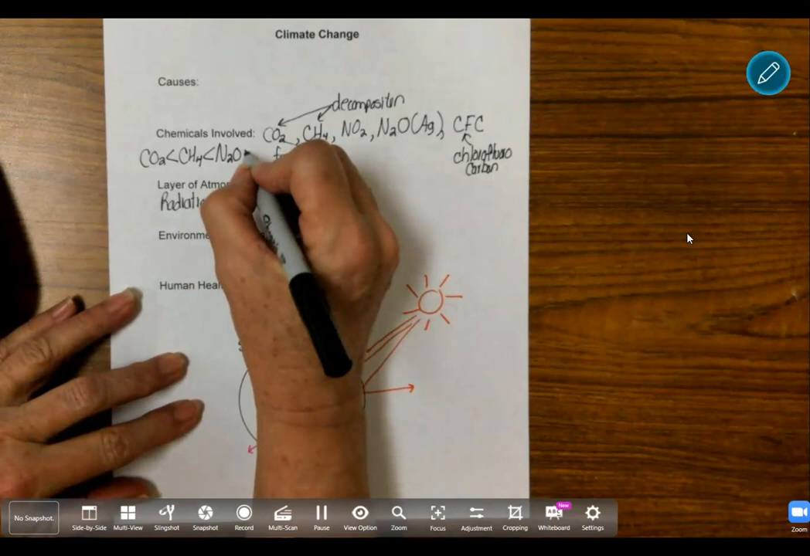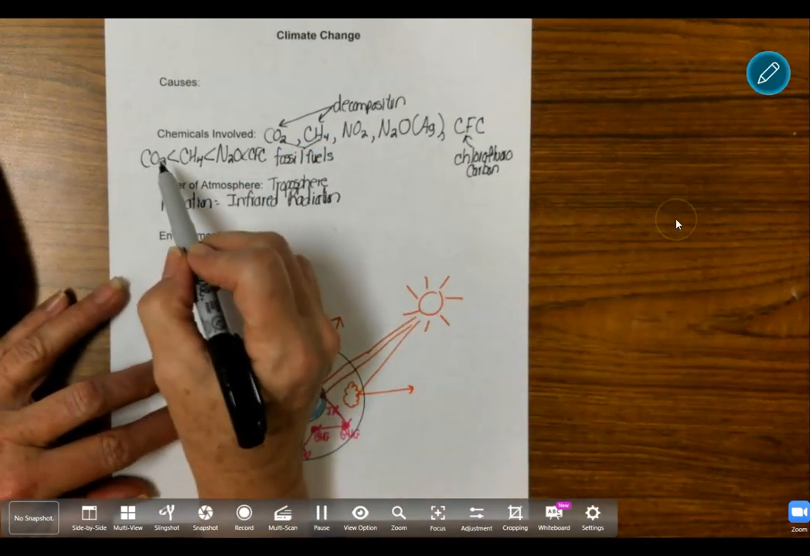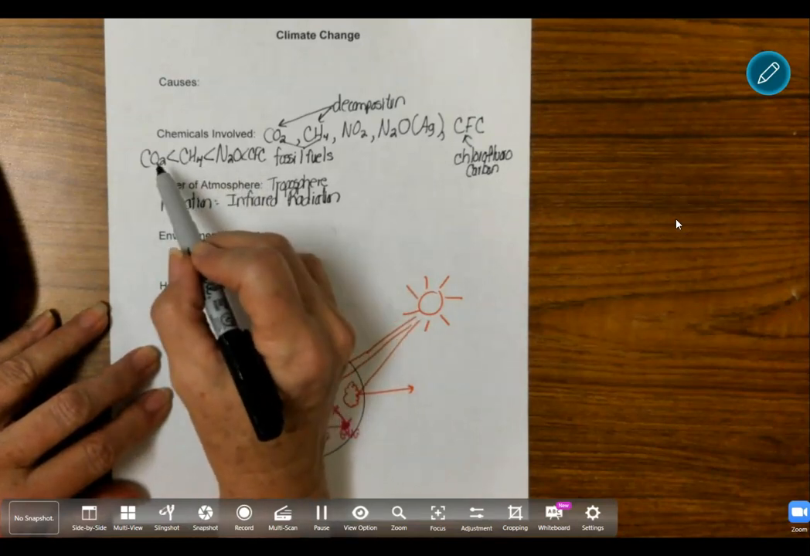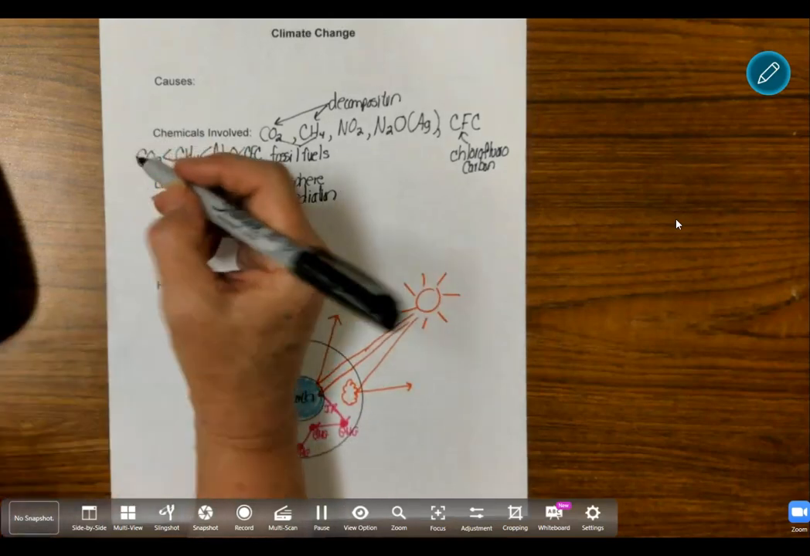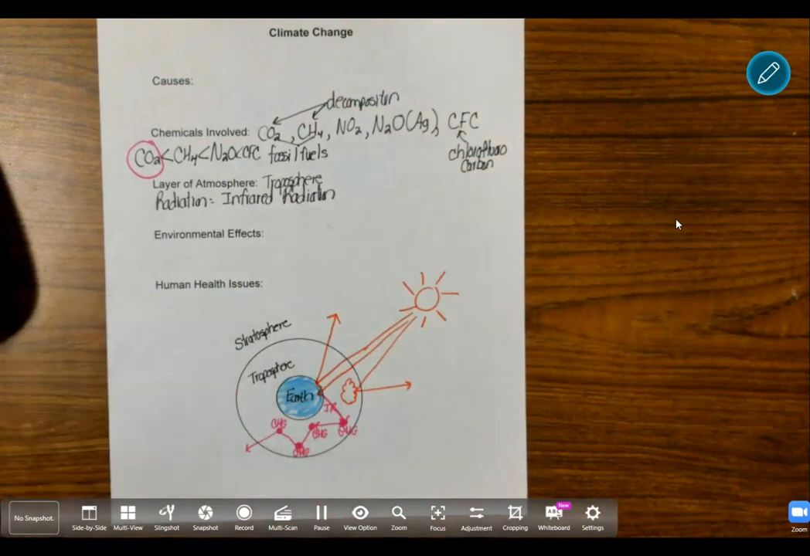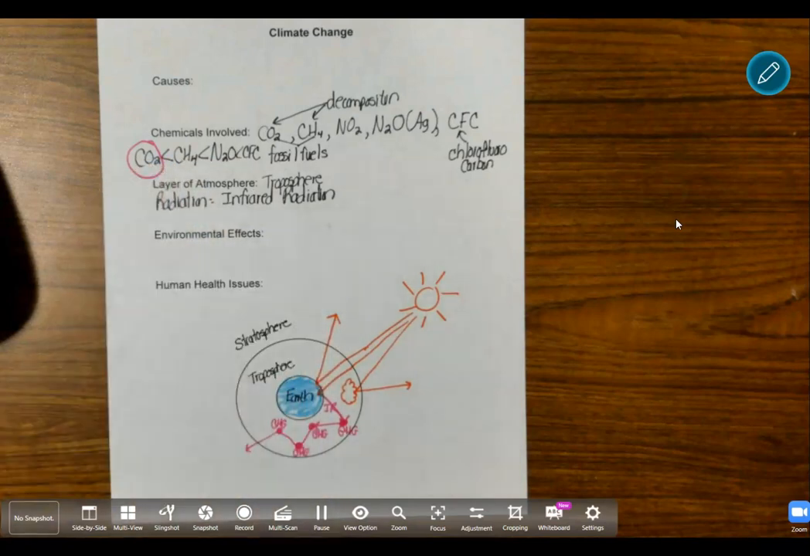So we've got these, and then CFCs are actually the worst. So even though N2O is a lot worse than methane, which is worse than CO2, the big problem is we have lots and lots of that. So although these are greater infrared absorbers, we have the most of that one. So this is all happening in our troposphere.